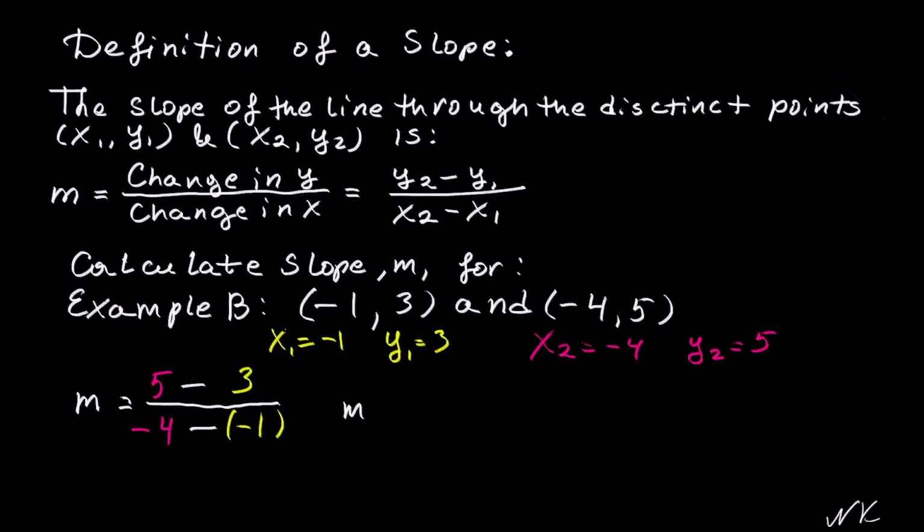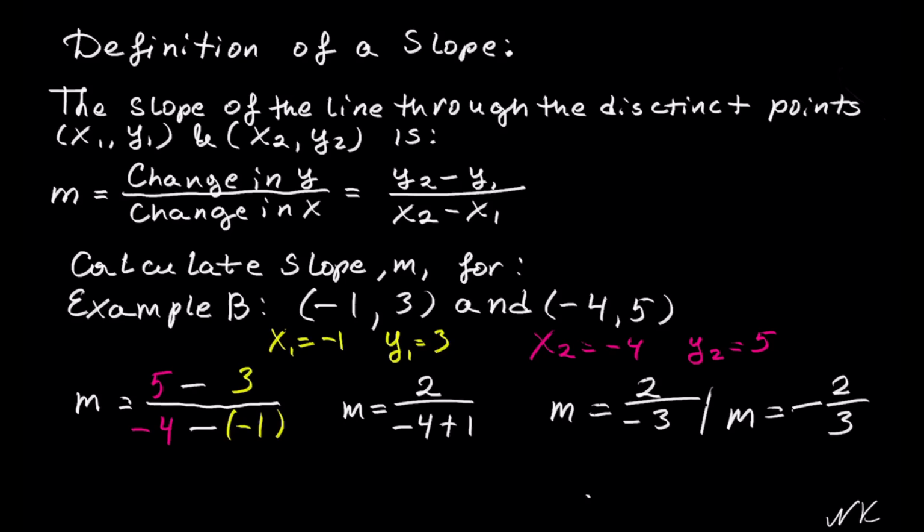And we get slope m is equal to, in the numerator we have 5 minus 3, so the difference is 2, out of -4. Negative times negative, we have plus 1. So we get slope is equal to 2 out of -4 plus 1, which is -3. And we get slope is equal to 2 divided by -3, which is -2 out of 3. And this is our solution. That's all.